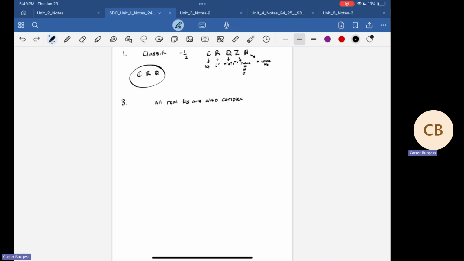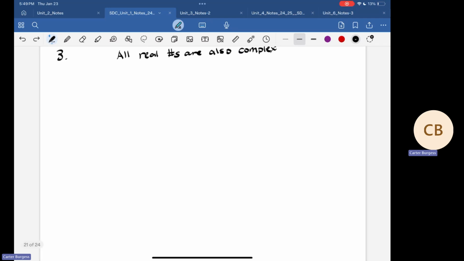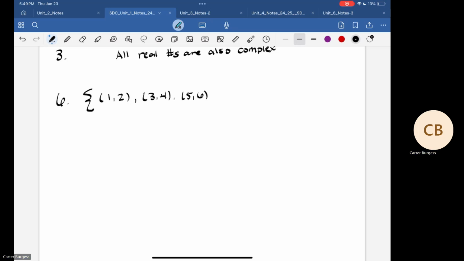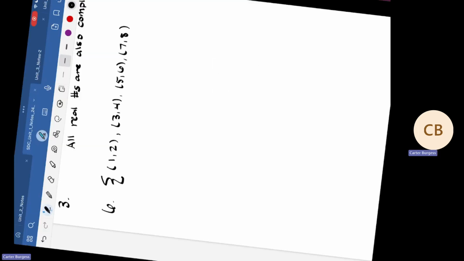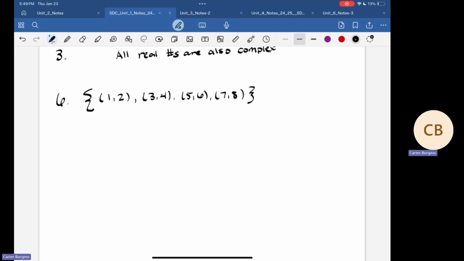Fantastic. Okay. Number 6. In this case, we are given a function. Not the typical way that we see a function, but just a set of inputs and outputs here. So our first coordinate pair is 1, 2, and then 3, 4, and then 5, 6, and then 7, 8. And we are being asked to introduce a new mapping into this particular function in order to make it not a function.